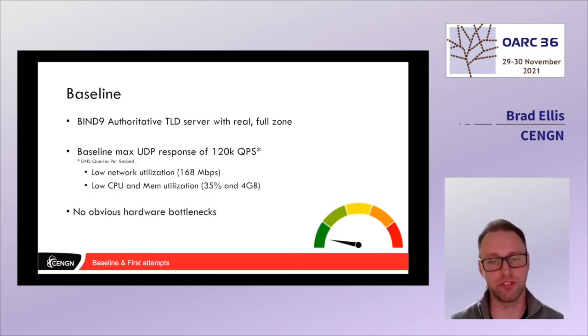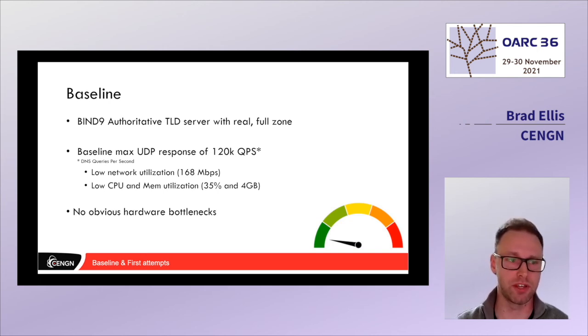So with the baseline, we replicated what Sierra had set up, and we tried to achieve a number similar to what they were achieving to make sure that we were starting on even ground. So this was a Bind9 authoritative top-level domain running a full real zone. And once we got that all set up and we ran some tests against it, we were seeing roughly 120,000 queries per second response. So that was about what Sierra was seeing.